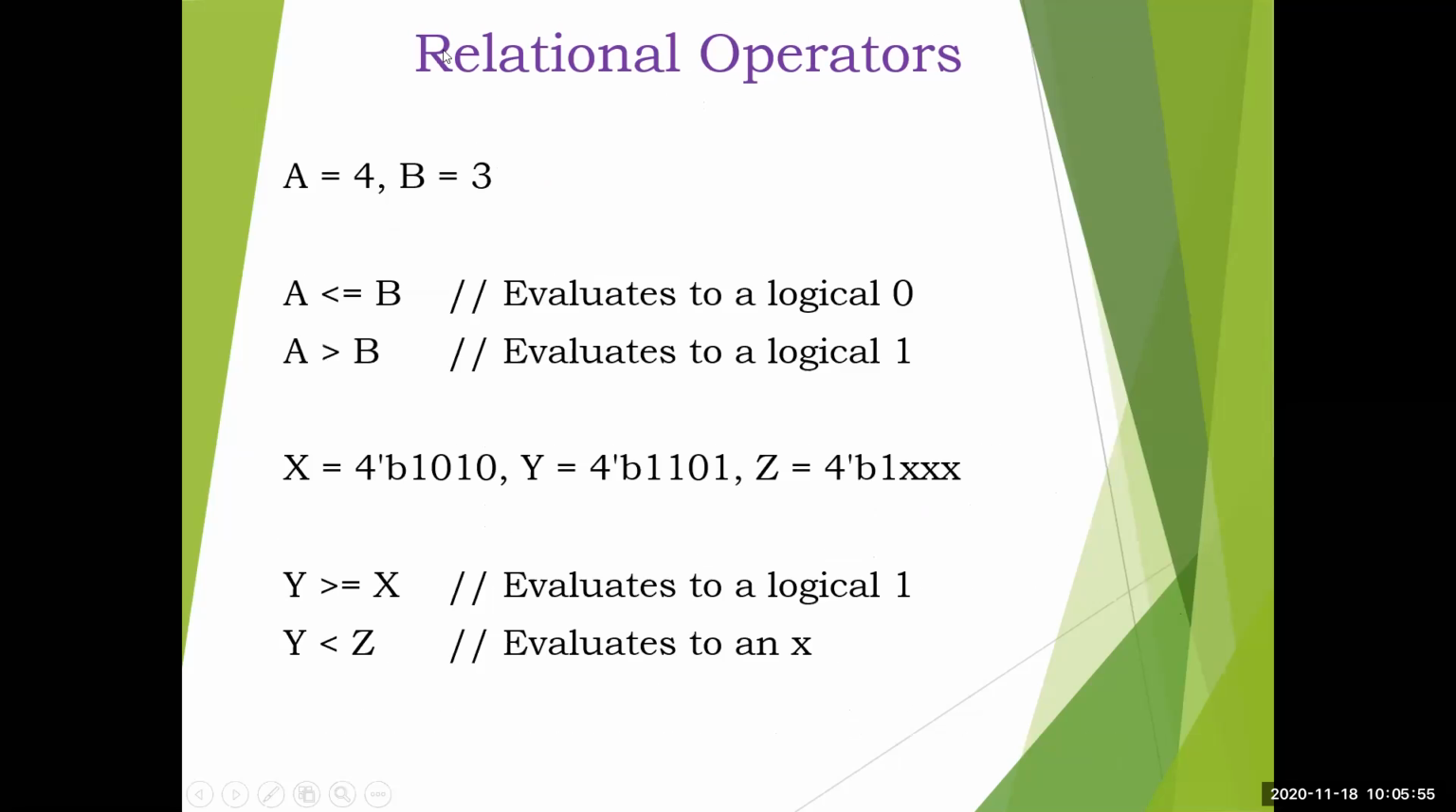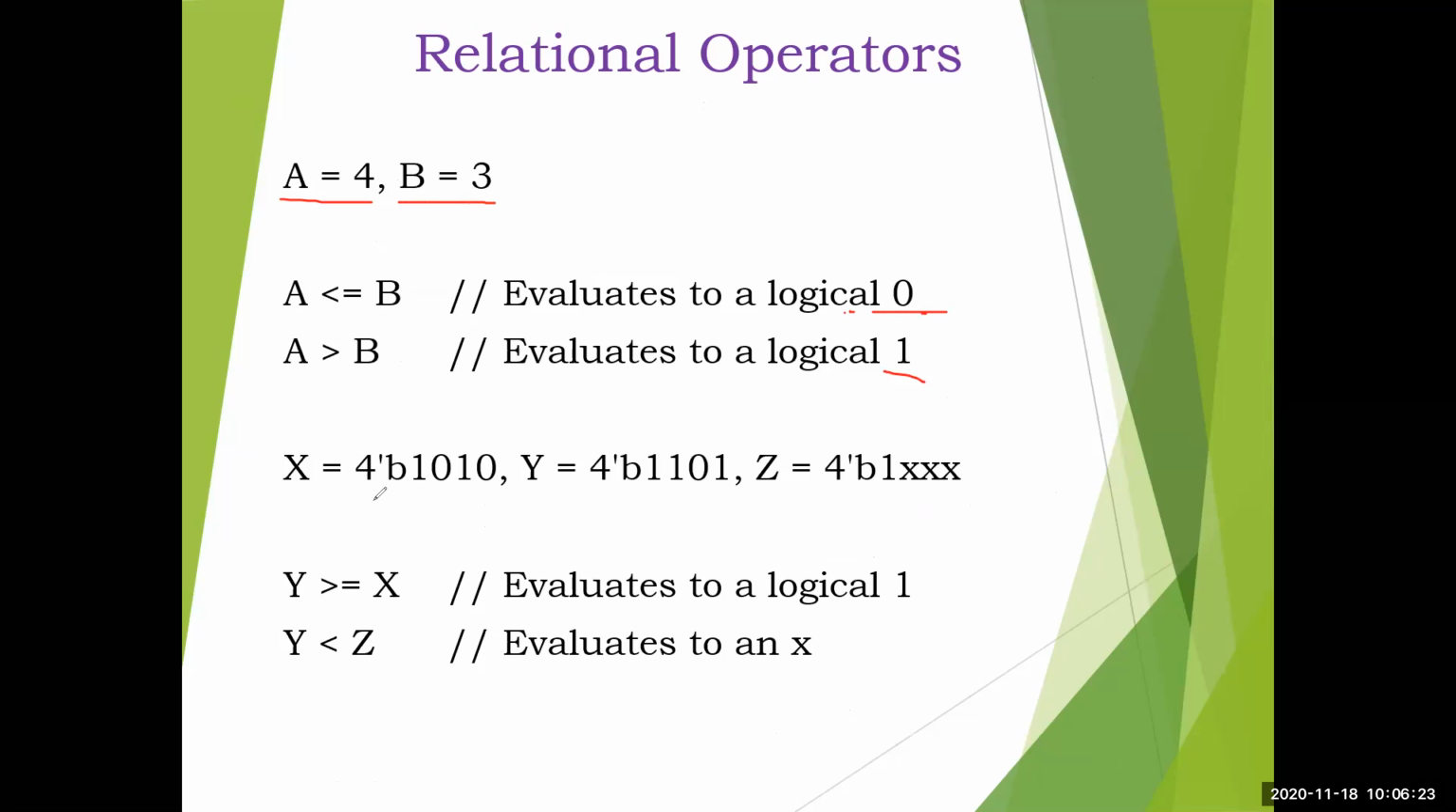We'll try to explain with examples. A I have taken as 4 and B equal to 3. Now we are checking the relational operators. A less than or equal to B. So 4 is less than or equal to 3? 4 is greater, right? So that's why it is false. False means logical 0 will be evaluated. A greater than B, 4 is greater than 3. Yes, true. That's my logical one.